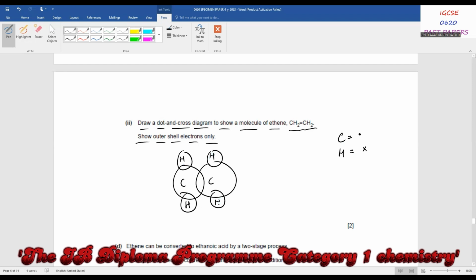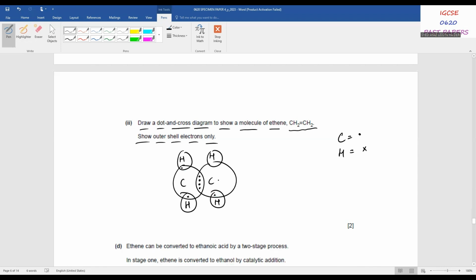Now showing the electrons between each atom. Between the 2 carbon atoms, there must be 2 pairs, 4 electrons: 1, 2, 3, 4. For this carbon, 1, 2. For this one, 1, 2. So all the 4 electrons for each carbon atom are placed. Now let's place the valence electrons for each hydrogen atom: 1 for this one, 1 for this one, 1 for this one, and 1 for this one. So this will be the final dot and cross diagram for ethene.